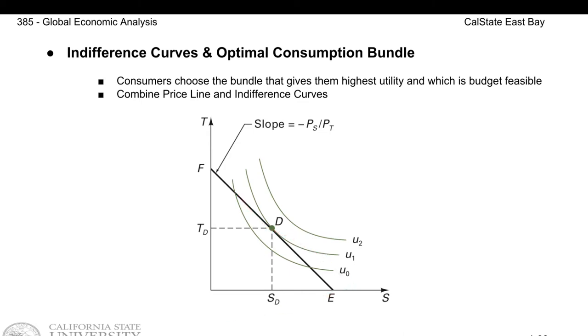Recall our assumption that consumers are rational, so they try to be as happy as possible given their limited amount of money to spend. Graphically, that means consumers want to climb onto the highest indifference curve possible which still touches their budget line or price line, meaning that the point is affordable. And the best they can do is point D, where the indifference curve and the price line are tangent to each other. And the point D corresponds to the optimal consumption of T and S, given a fixed amount of budget.